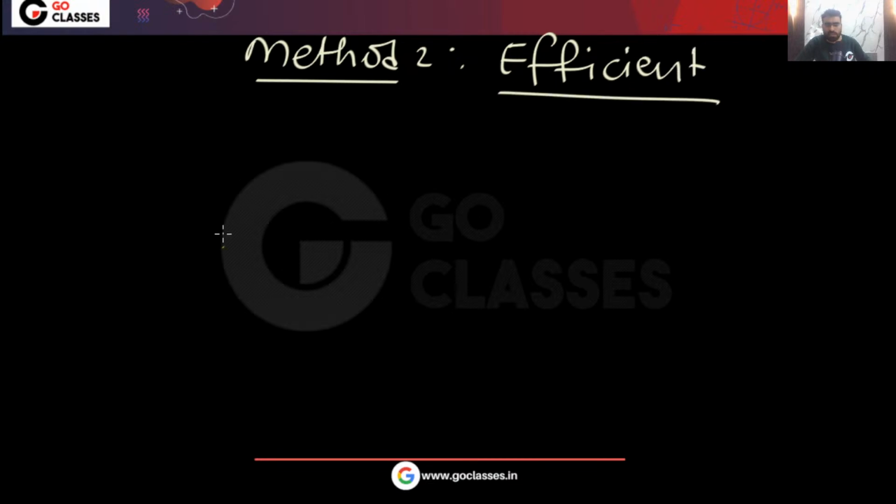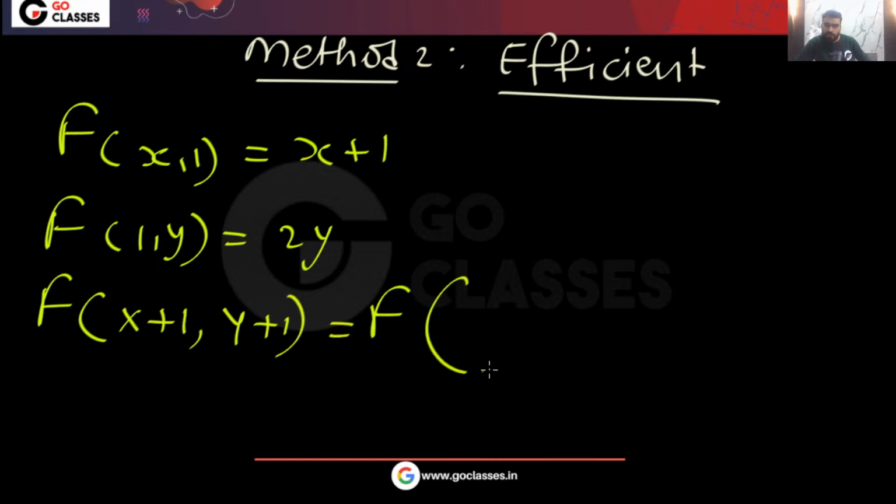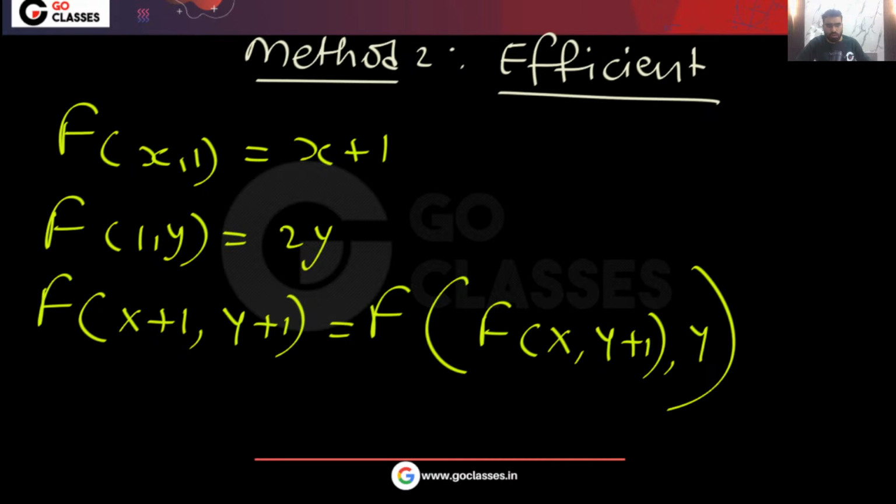Basically, look at this function. This function has 2 arguments. Yes or no? The function is given to you like this: f(x, 1) is equal to x plus 1. f(1, y) is equal to 2y. And f(x plus 1, y plus 1) is equal to f(x, y) plus 1 y. So this is what the function is given to you. Is this clear? And the question is asking what is f(2, 3).